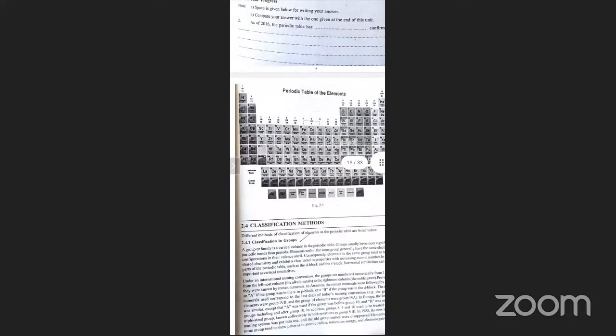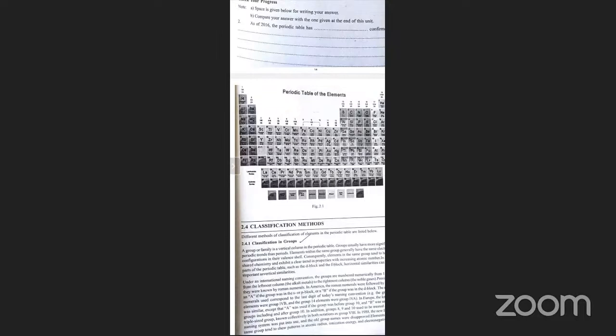Yeah, this is what you see here. It's a periodic table of different elements, how they were settled here, and the classification methods. In a classification method, a group is a family. It's a vertical column in the periodic table, and groups usually have more significant periodic trends than a period.